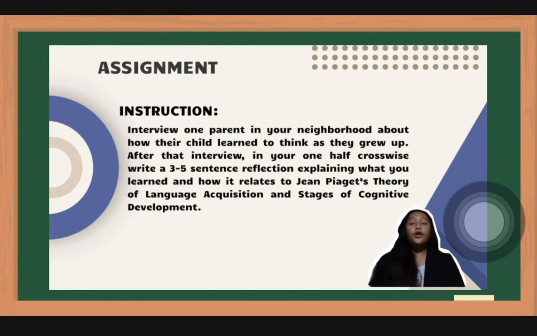Okay, now class, for your assignment, you have to interview one parent in your neighborhood about how their child learned to think as they grow up. After that interview, on one half crosswise, write a 3 to 5 sentence reflection explaining what you learned and how it relates to Jean Piaget's theory of language acquisition and stages of cognitive development. Okay, thank you and goodbye, class.